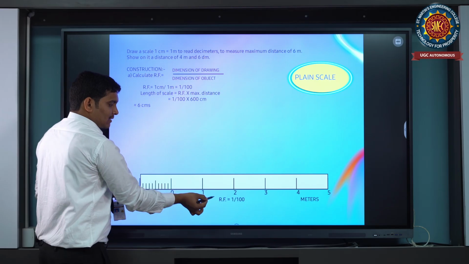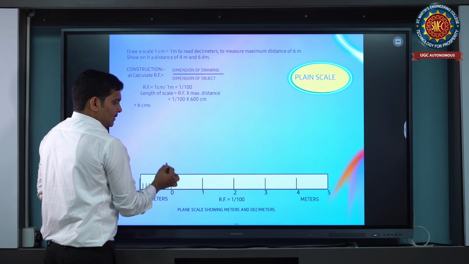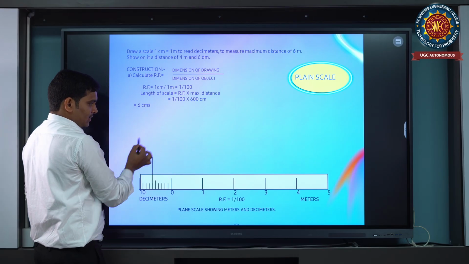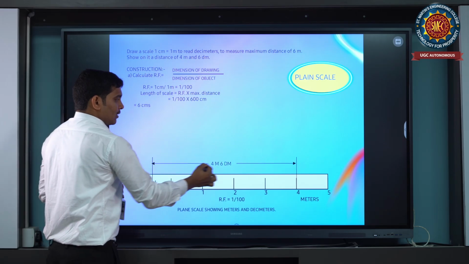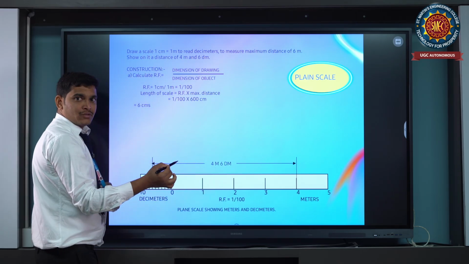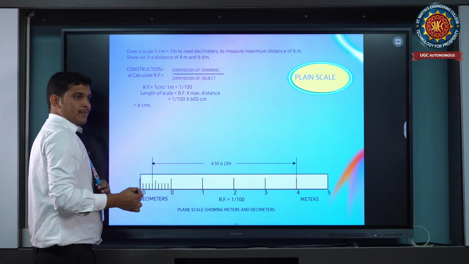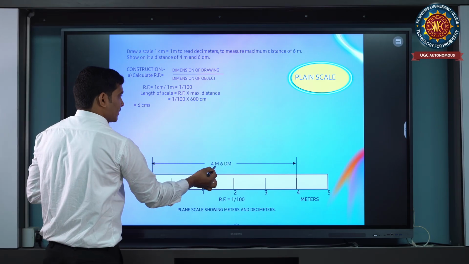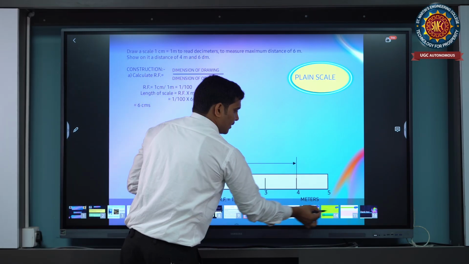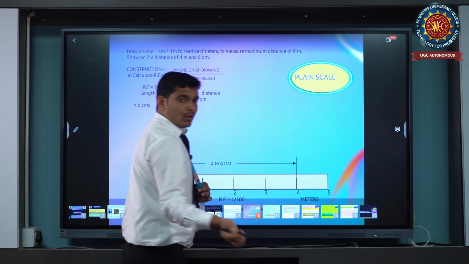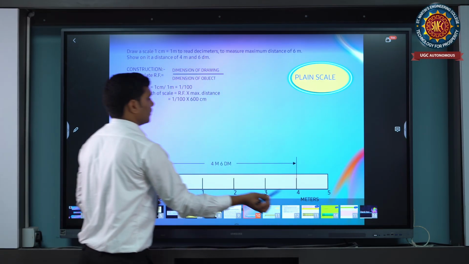Next, mark the RF value. The RF value is 1 by 100. The plain scale is used to mark the dimension, first, and second, to mark the dimension of 4 meters and 6 decimeters, using the plain scale concept. If any component is given, you can go through the plain scale and the diagonal scale. Okay, thank you everyone.